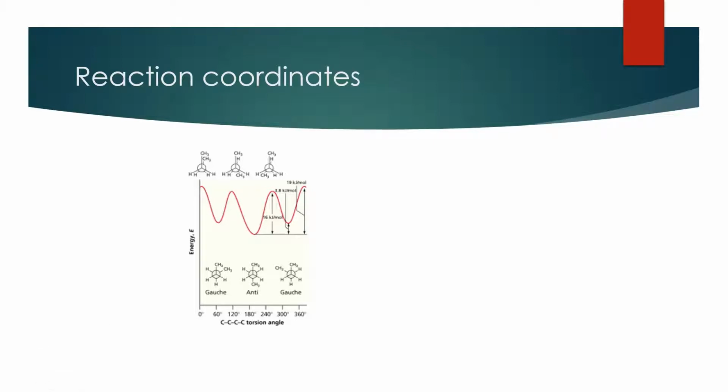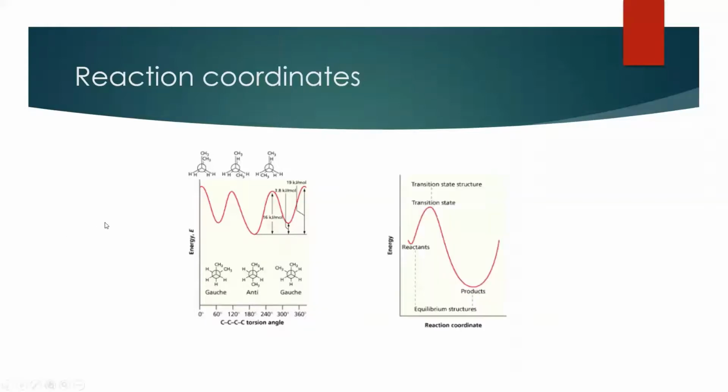We can use this for more complicated processes as well. So here we have a simple question of what's the ideal bond torsion angle for butane, but we can also look at this in terms of chemical reactions. All chemical reactions can be modeled as one of these reaction coordinates where we have reactants at high energy and products at low energy.